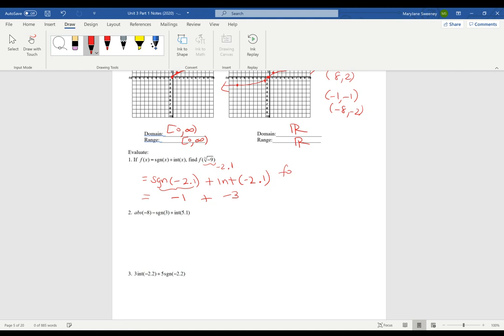So for INT, I won't even say round because we don't want to think of typical rounding properties. Go to the next smaller integer. And if you think of it on a number line, the next integer to the left. So negative 4.